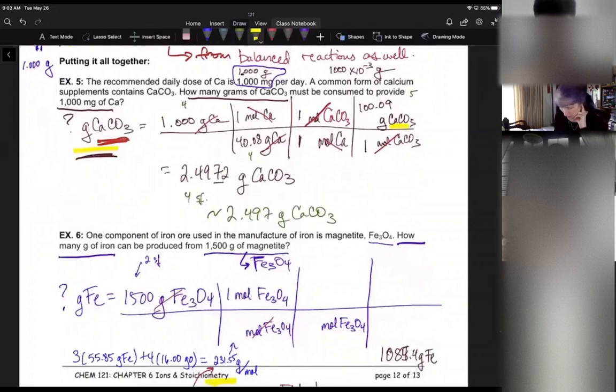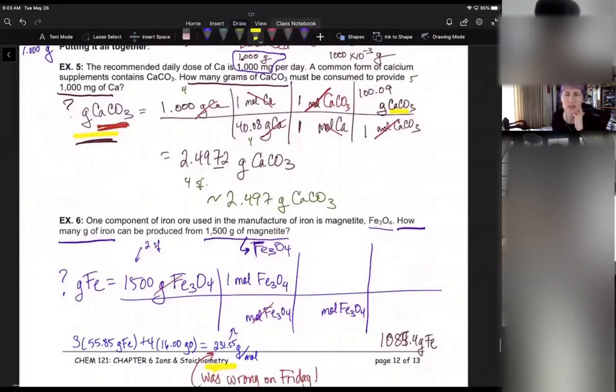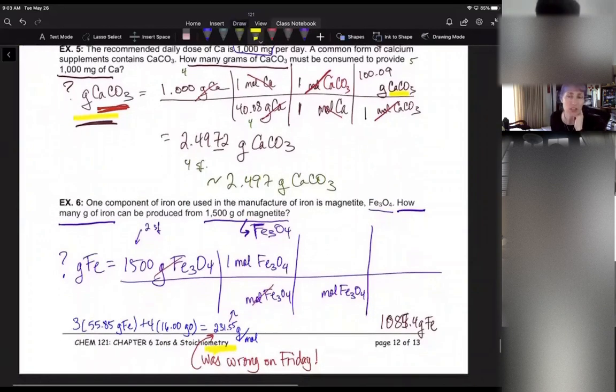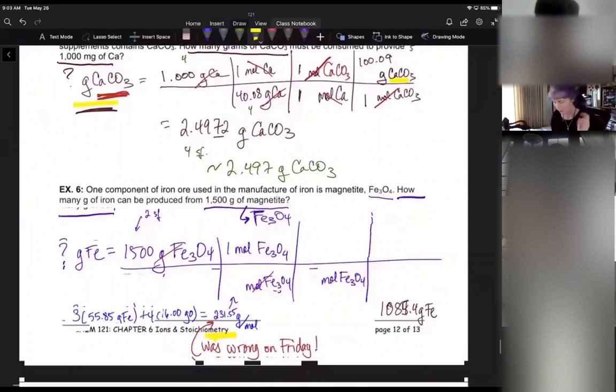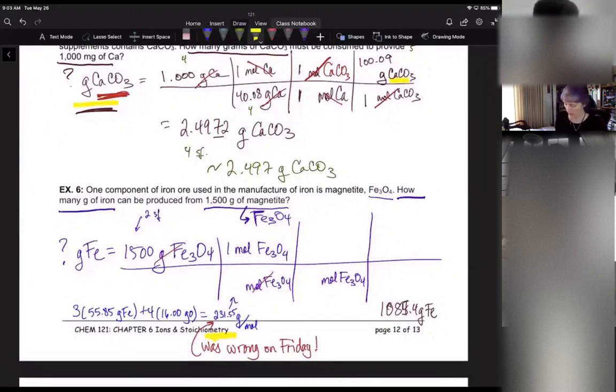So I'll leave this example 5. It shows what we did. And there was a little bit of, it's given in milligrams, and I just changed that into grams right away. But then in example 6, I just started that one, and I asked you to work on it. But I wrote the wrong number down here.